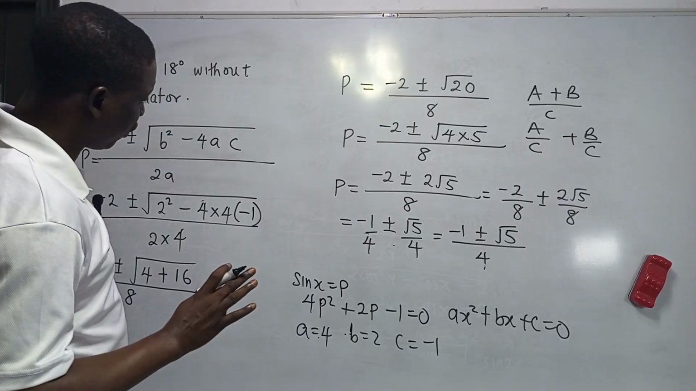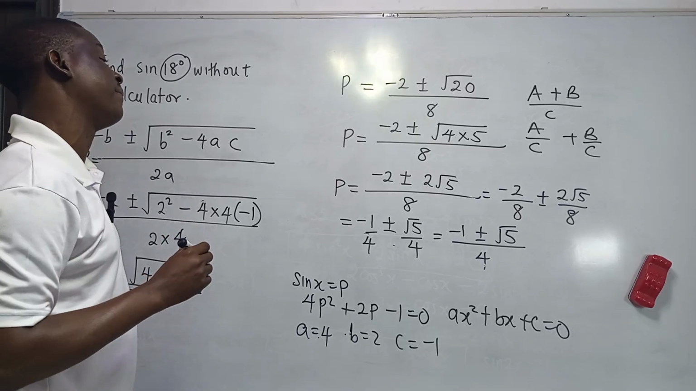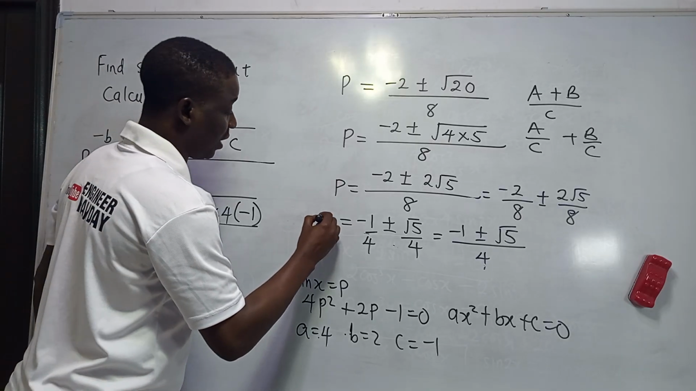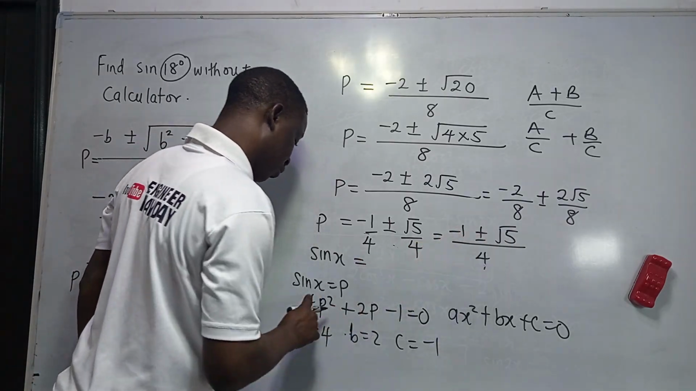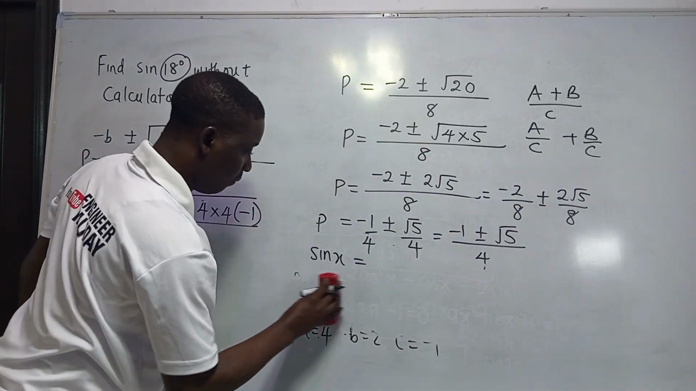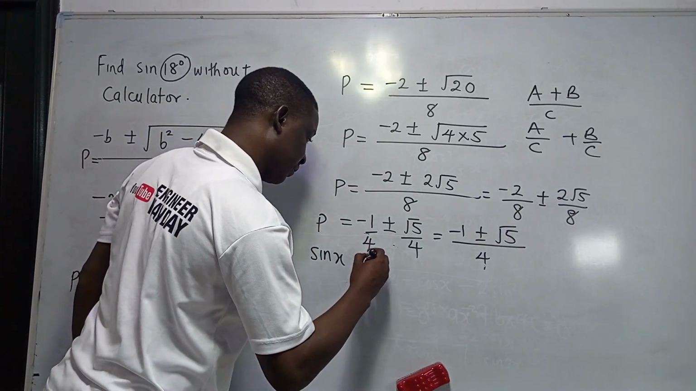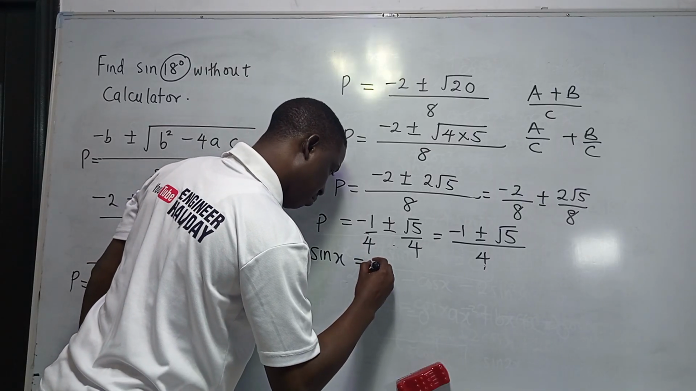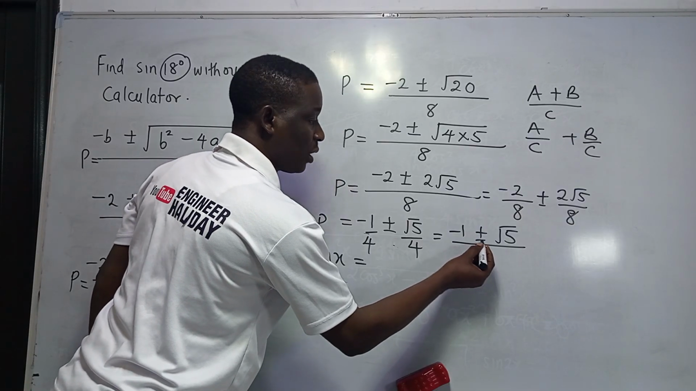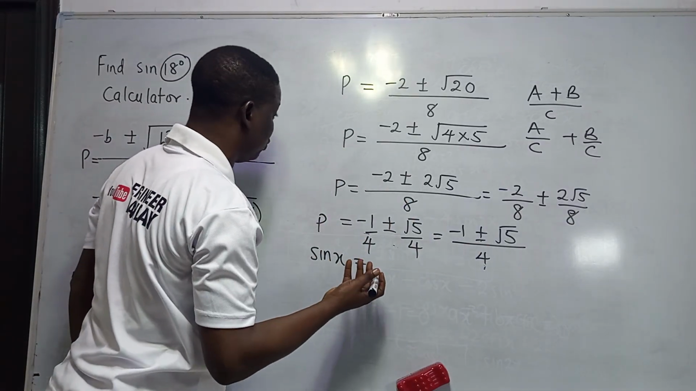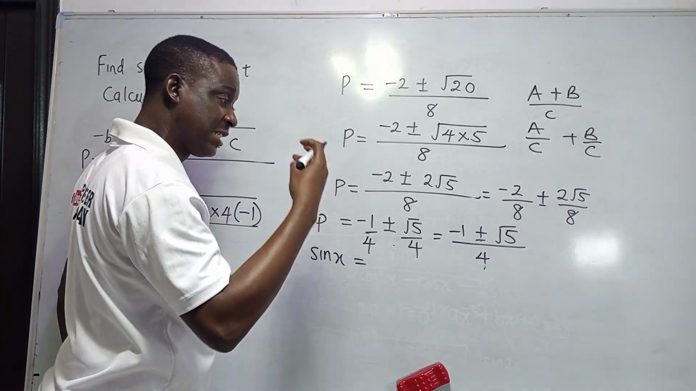Now this is our answer, but sine 18 degree is in the first quadrant, so it can never be negative. Remember we said let p be equal to sine x. So our sine x will now be equal to this. We don't need to put the minus sign, because if we use this minus sign, it means we are going to have a negative sign for sine 18, which is impossible, because 18 degree falls in the first quadrant, which is acute, where sine is positive.